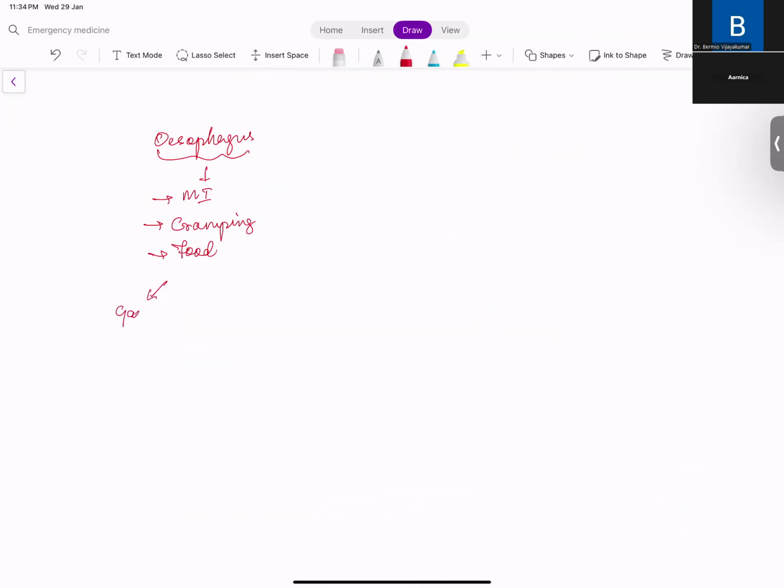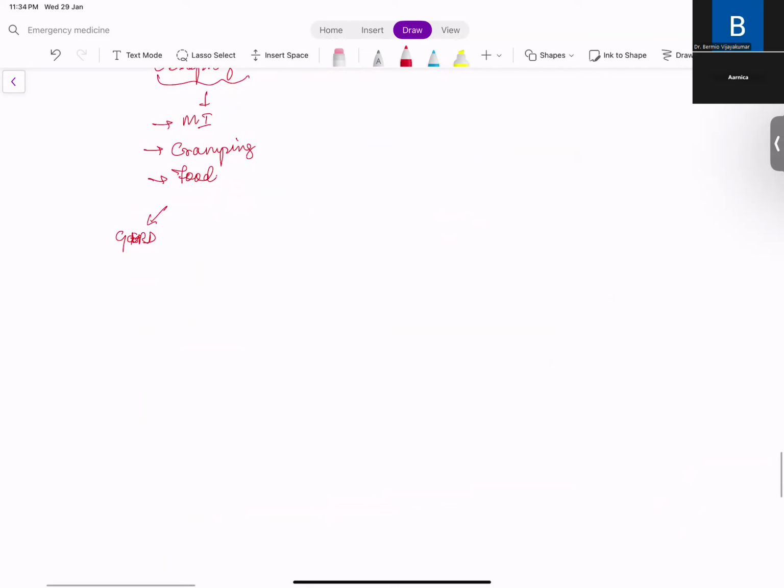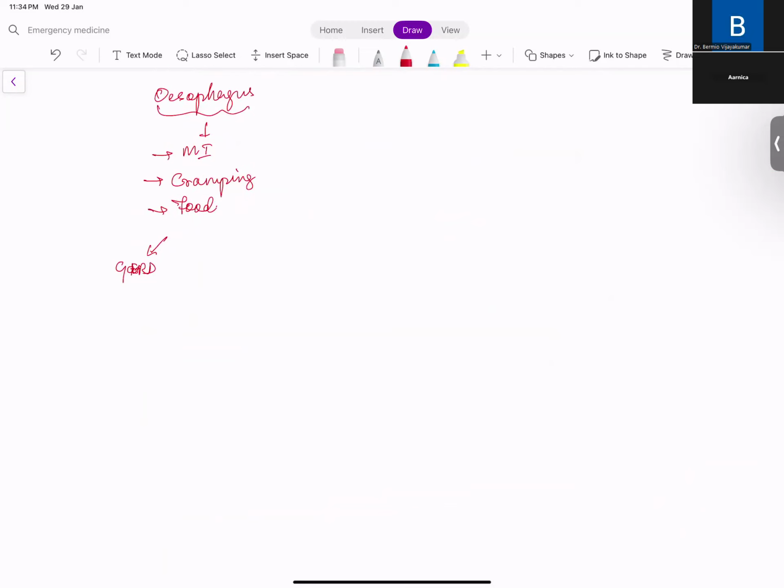For example, GERD: the acid in the stomach may come above and irritate the esophagus. So mostly there'll be some relation to food. There'll be pain on taking the food. There'll be pain on lying down. That is the most important thing, because on lying down, the acid from the stomach comes up and irritates the esophagus. So chest pain, more in the night, more after food intake.